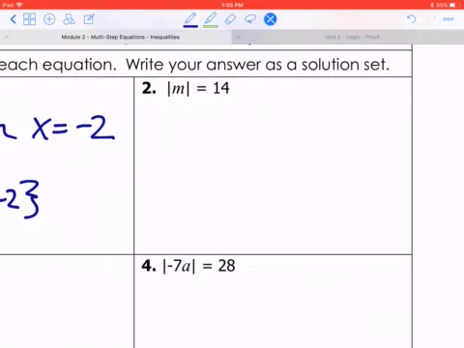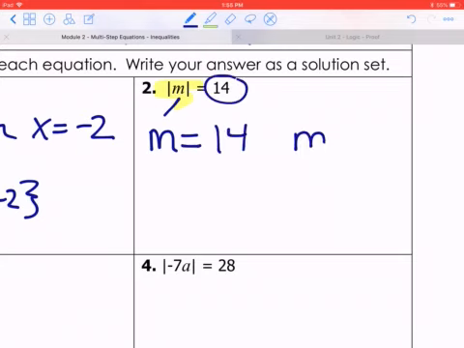Same thing if we look at number 2. I'm going to take my absolute value is isolated. It's by itself over here. So I'm going to pull out what's inside, and I'm going to set it equal to the positive of this and the negative. So now here are my two options.